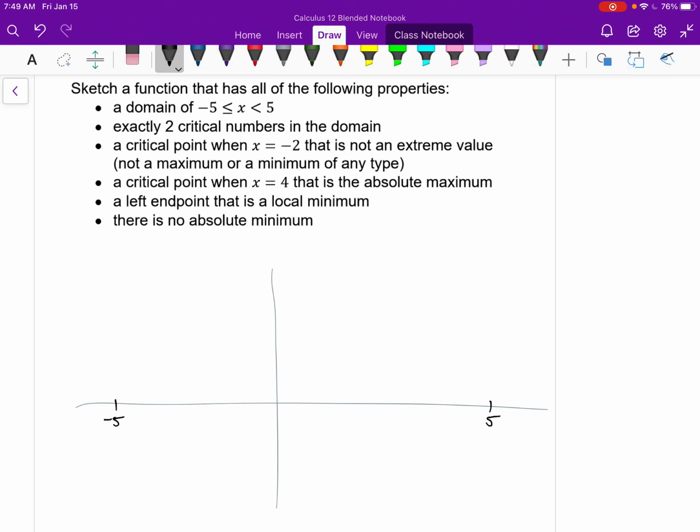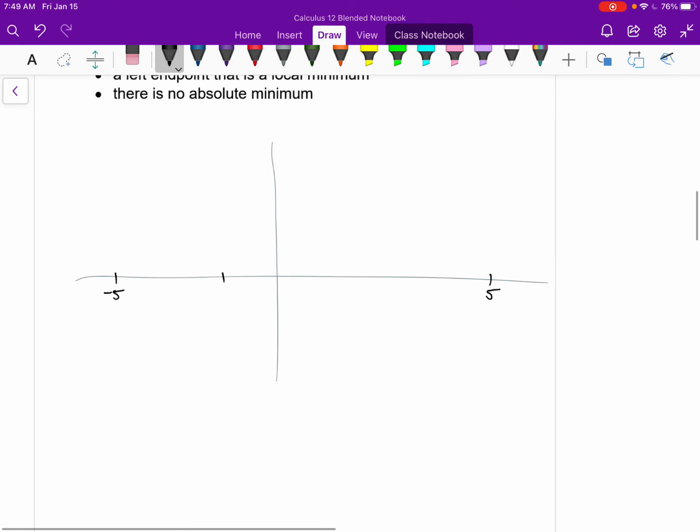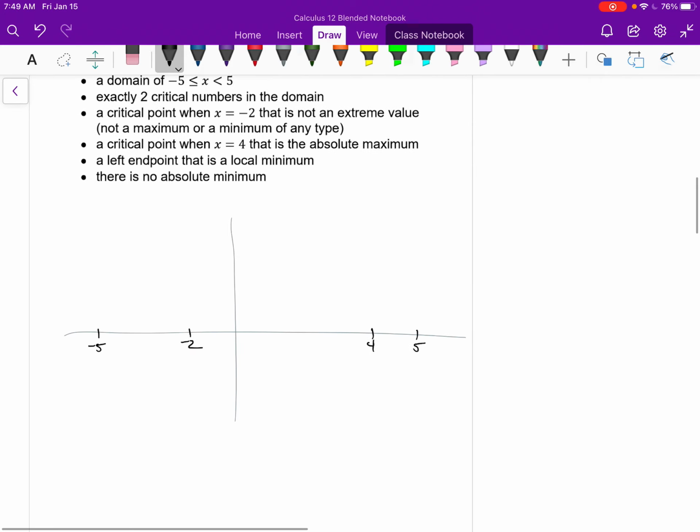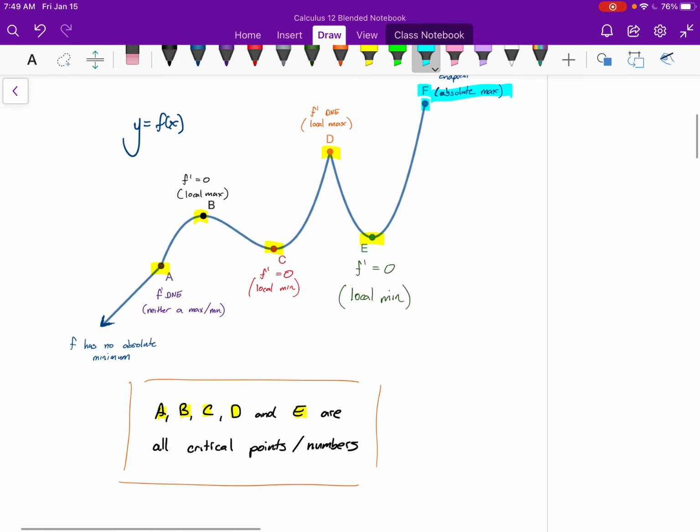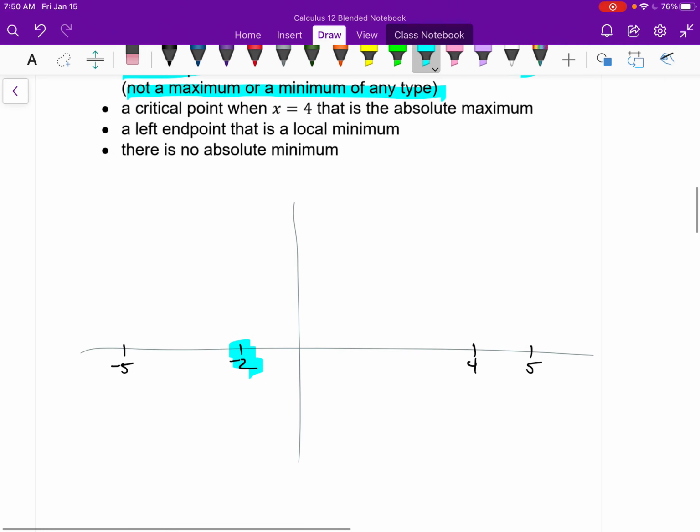There are 2 critical numbers in the domain. Well, I tell you what they are. They're at -2 and 4. So let me label -2 right here and 4 right here. So those are going to be some of my critical numbers. When x is -2, it's not an extreme value. It's a critical point, but it's not an extreme value when x is -2. So let me highlight that point there. That's similar to what I had for A in my example up here. A is a critical point, but it's not a maximum or a minimum. So some sort of kink or something like that.